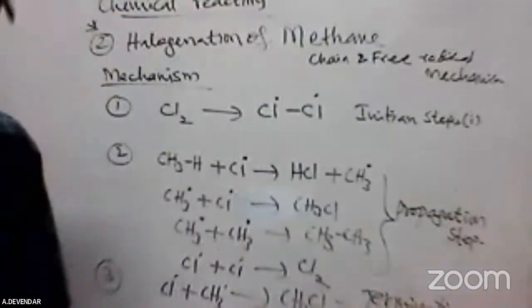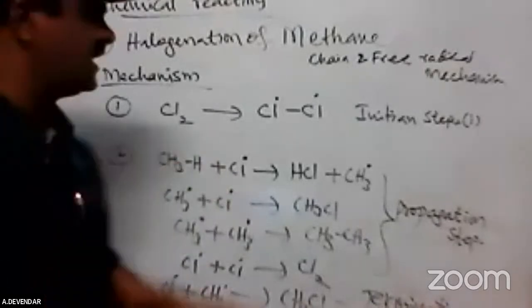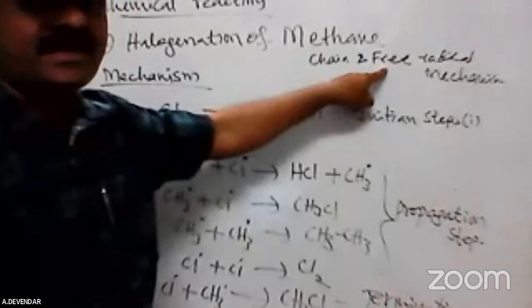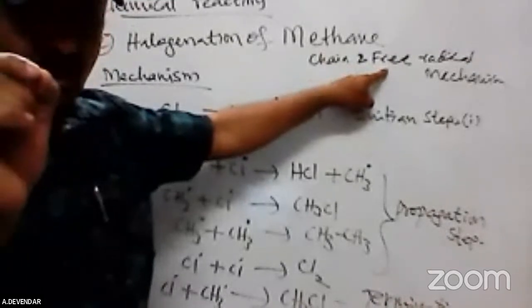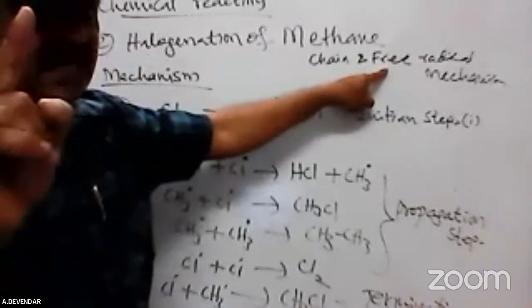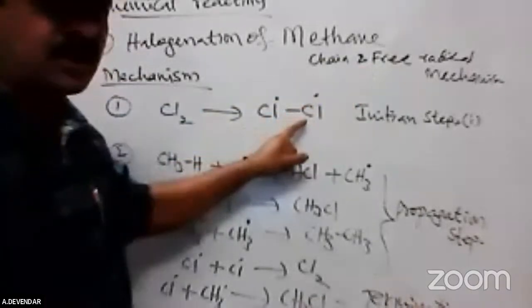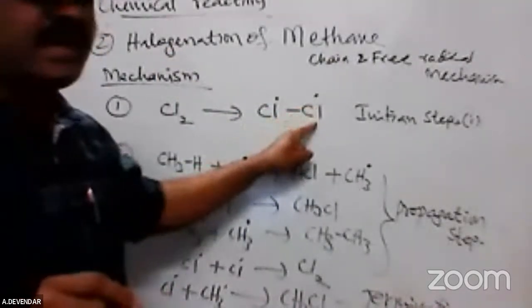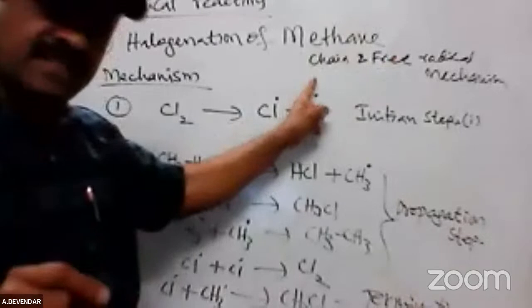This is the mechanism. Here, my point is that a free radical is formed. That's why this chain mechanism is involved in the free radical mechanism. Free radical means an unpaired electron, only a single odd electron present on the particular atom. That is called a free radical mechanism, even though it is a chain mechanism.